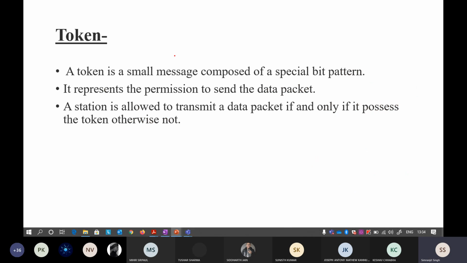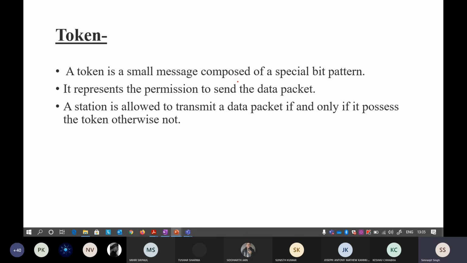Now token passing is like when you go to the government center and you want to update your Aadhaar card. You take a token at a window. When they call you based on your token, you go there and say that you want this particular modification. In a similar way, if a particular station has a token, that station will be permitted to transmit the data.